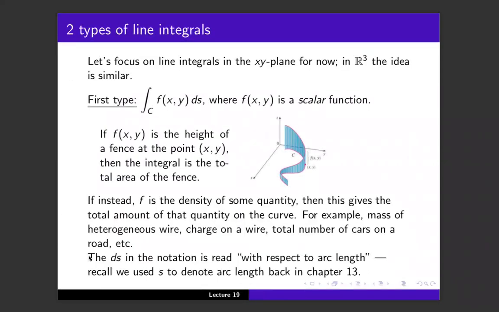So, but what exactly are line integrals anyways? How might we interpret these things? And for now, we're going to look at line integrals in the xy plane. The three-dimensional line integrals are calculated in basically the same way, and in some cases interpreted the same way.